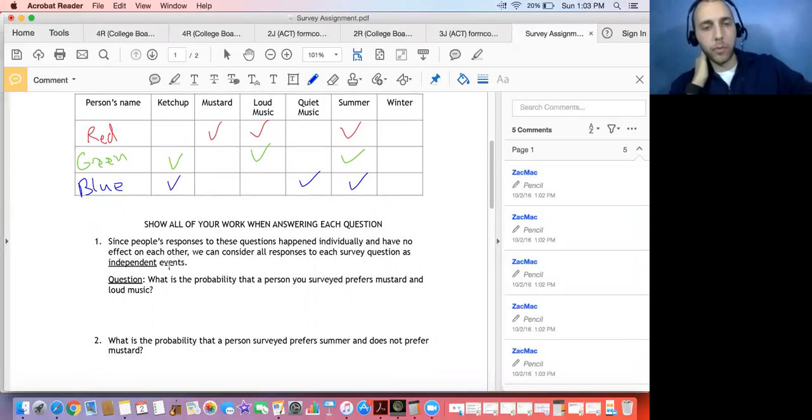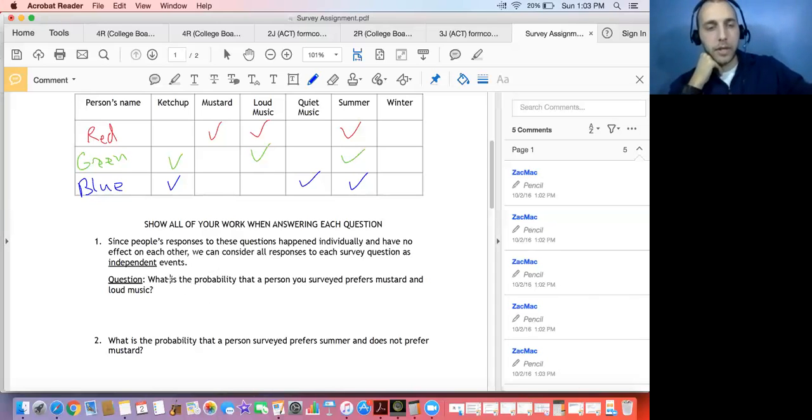And you have this little blurb here that says, since people's responses to these questions happened individually and have no effect on each other, we can consider all responses to each survey question as independent events, right? Because answering ketchup or mustard when asked this question doesn't have any impact on whether or not you like loud or quiet music or summer or winter. They're unrelated questions, independent events.